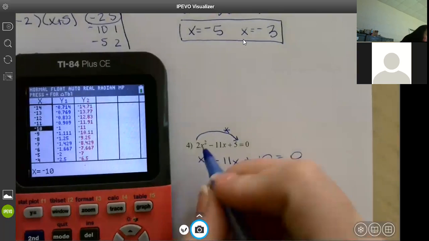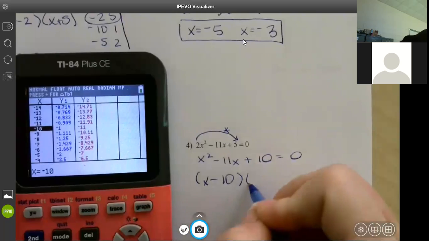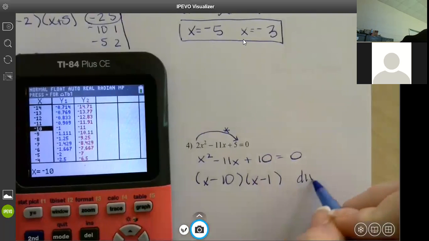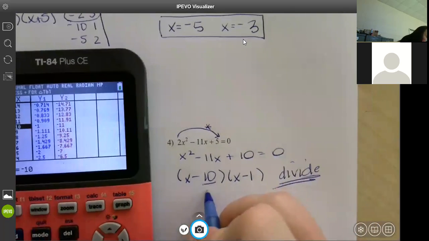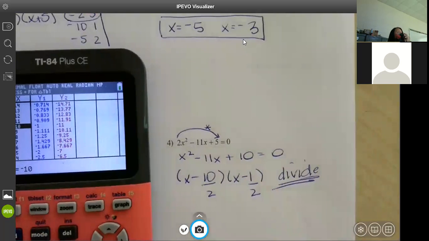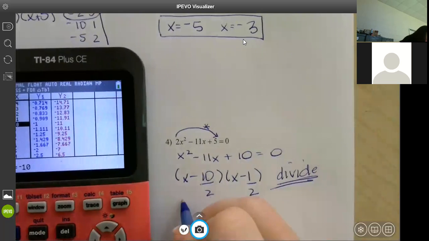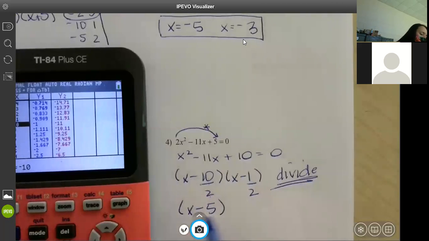So my factors are negative 10 and negative 1. But don't forget that you have to divide. Don't forget that part. Otherwise, you're going to get the wrong answers. So I'm going to divide by 2. Now, if we were factoring, we would simplify and slide whatever we have on the bottom up. Don't do that now, because that's taking an extra step that you don't need to take. These are your answers. What's 10 divided by 2? 5. If my factor is negative 5, what is my answer? Positive 5. So there's one of them.